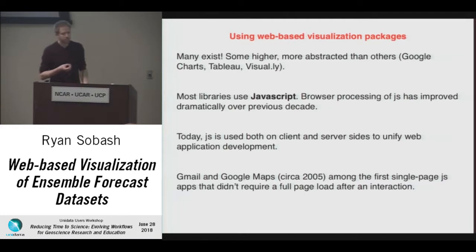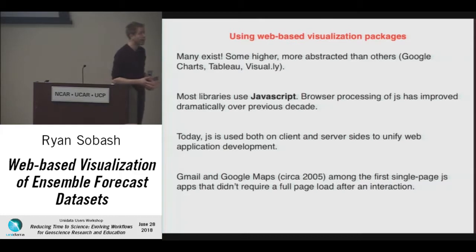And so some of these new web-based visualization packages, which I'll talk a little bit more about over the next couple slides, use JavaScript and provide frameworks to interact with the underlying JavaScript. So say 12, 13 years ago, the early versions of Gmail and Google Maps were really among the first to use these JavaScript libraries to produce what's basically a web application.